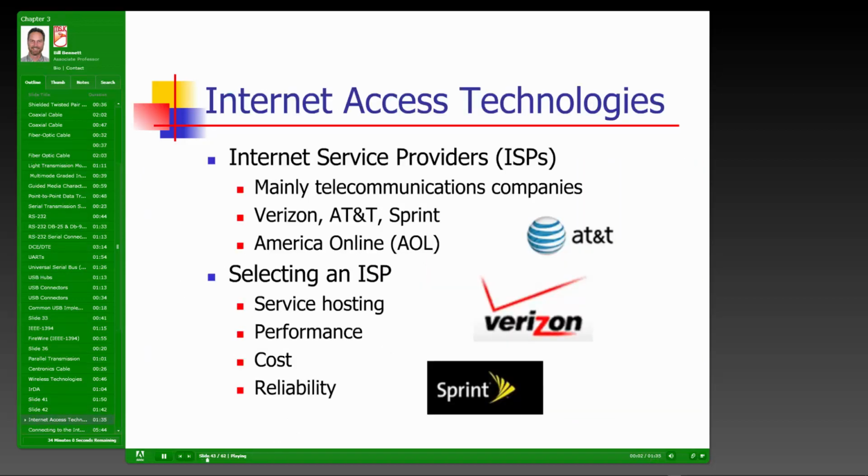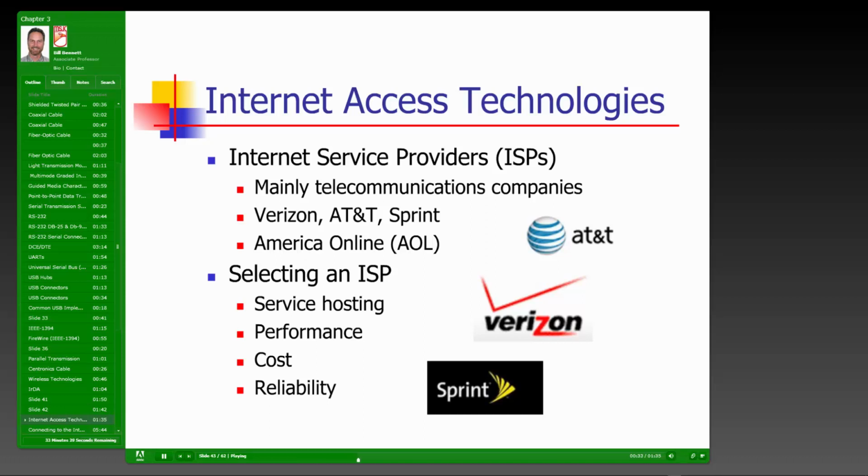Okay, moving on. Next we take a look at Internet Access Technologies. So we're talking about ISPs here, Internet Service Providers. The big players as far as ISPs are concerned these days are mainly our telecommunications companies, AT&T, Verizon, Sprint. America Online does still offer a dial-up service. In fact, there's a few companies out there that still offer a dial-up service for connection to the internet.